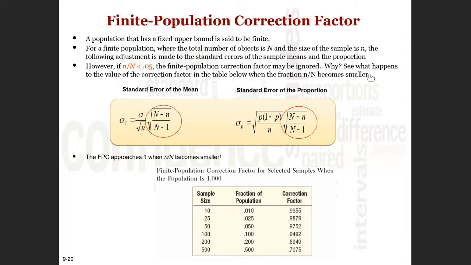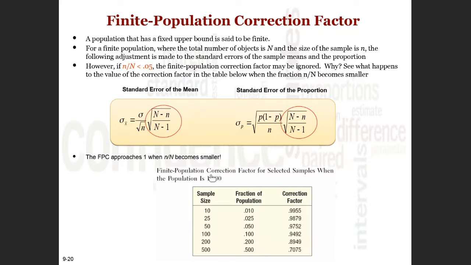Why? You can see what happens to the value of the correction factor in the table below when the fraction sample n divided by population N becomes smaller. So this is the formula for the standard error of the mean, and sorry, this is the formula for standard error of the proportion. Okay? So the FPC approaches one when the sample n divided by the population N becomes smaller.